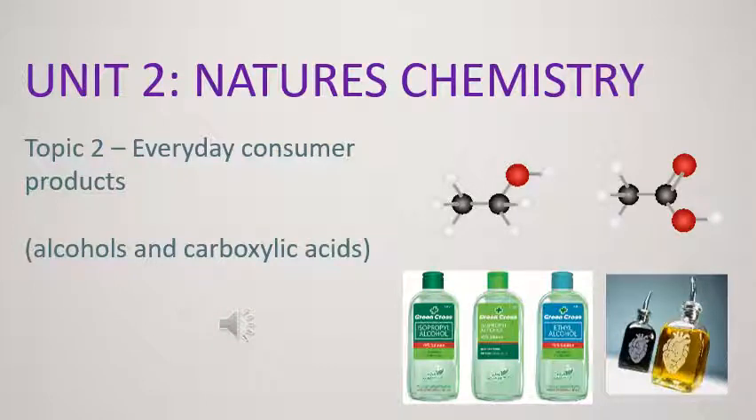Welcome to this video in which we will be continuing with Unit 2 of National 5 Chemistry, Nature's Chemistry. We're going to be moving on to Unit 2, Topic 2, which has the title Everyday Consumer Products. Really though, this topic is going to focus on the chemistry of alcohols and carboxylic acids. These classes of chemicals are important in nature, but they are also important in several products that we can buy in the shops, which is why this topic is called Everyday Consumer Products.